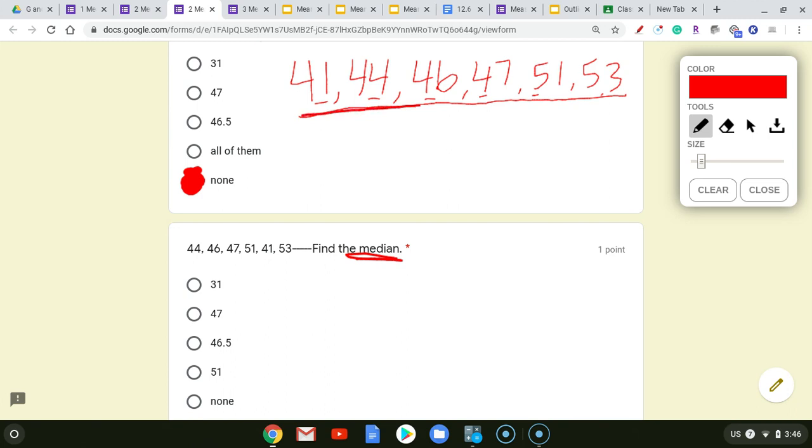So I like how I already have all the numbers in order. Now I can just find the middle one by crossing off the ends, crossing off the next ones that were closest to the end. And in this case, I have 2 numbers. And if I have 2 numbers in the middle, how do I find the median? Well, I find the exact middle of those 2 numbers. What is exactly between 46 and 47?